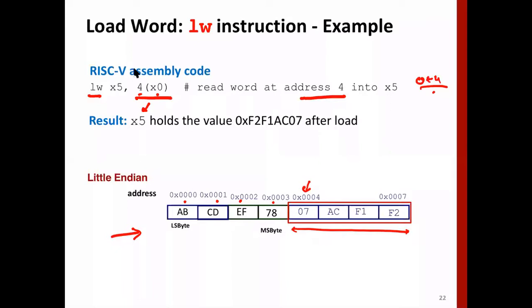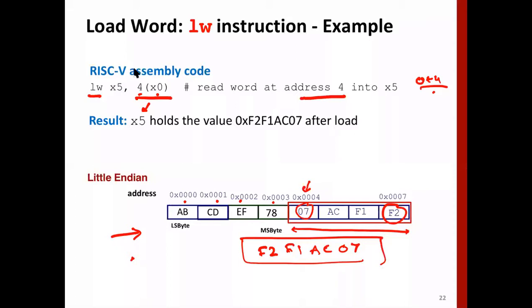And this is little endian. So what we are getting into the register is, this is the LSB, least significant byte, next least significant byte, and so on. So we are getting F2, and this becomes the most significant byte, F1 AC07. This is of course hexadecimal, so each will take 4 bits to represent, say 1 1 1 1, this will be 0 0 1 0 and so on. So this will become 32 bits, and this will be the contents of register X5. Is it clear?